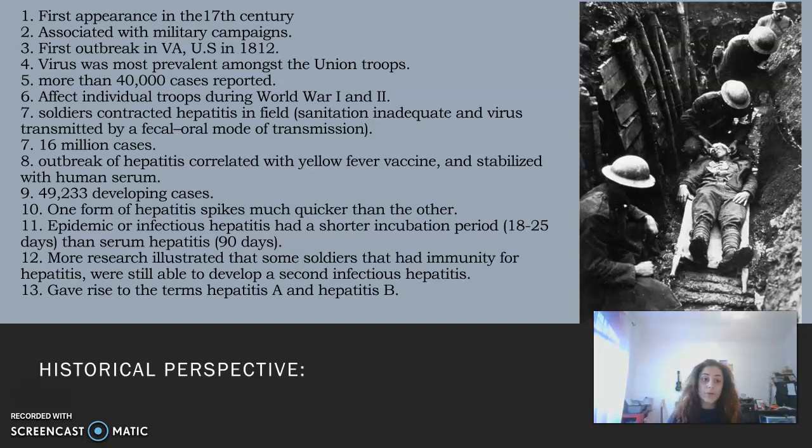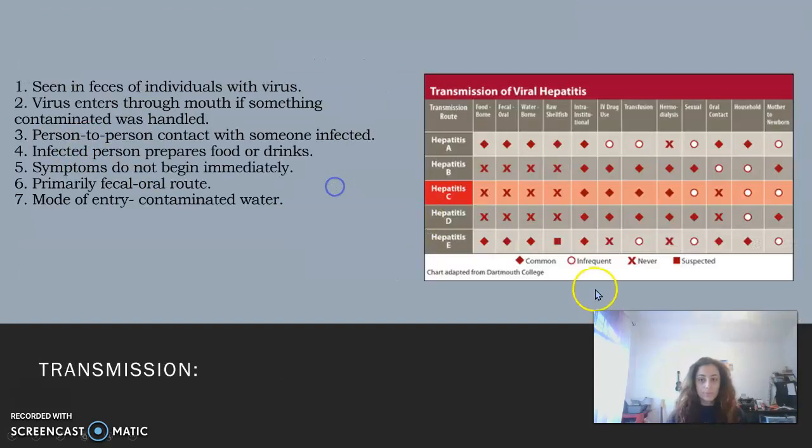So at this point, there was around 50,000 developing cases, which sparked researchers to want to do more research on Hep A. The research showed that one form of hepatitis spikes much quicker than the other, and this was the serum hepatitis. It had an incubation period of around 90 days, where epidemic or infectious hepatitis had a shorter incubation period, which is 18 to 25 days. More research was conducted, and it showed that although some soldiers had immunity for hepatitis, they were still able to develop a second infectious hepatitis, so this gave rise to the terms hepatitis A and B.